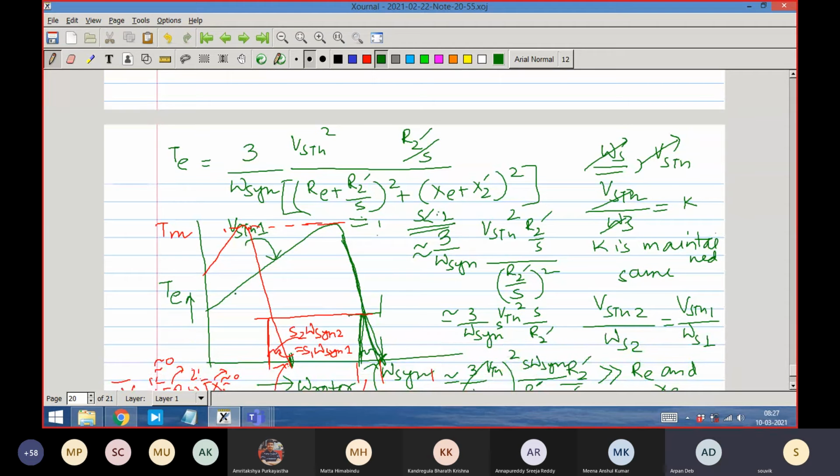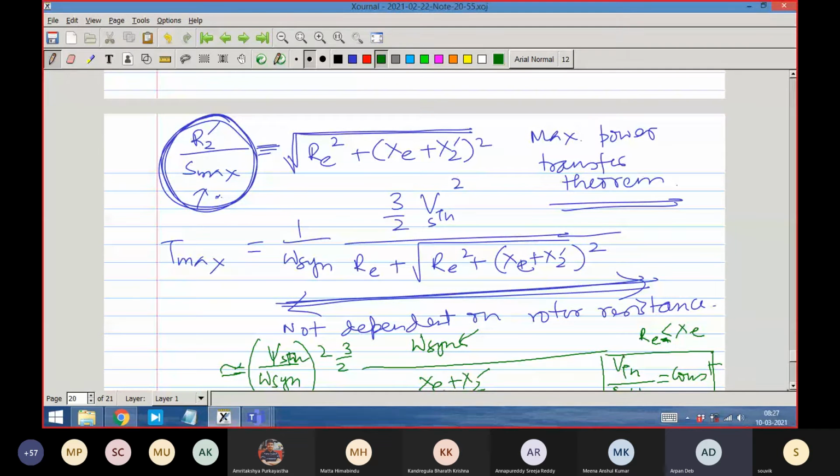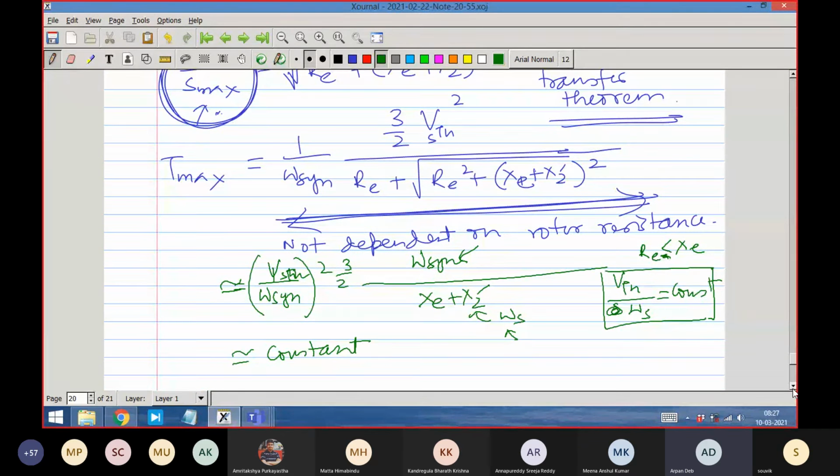Sir, here in the maximum torque expression, you have approximated that RE is very much less than XE, meaning XE is also dependent on XM, and XM is generally very large as compared to R1, right?